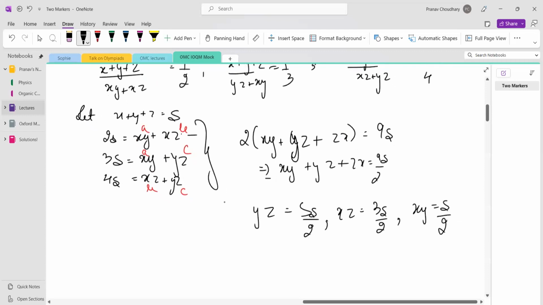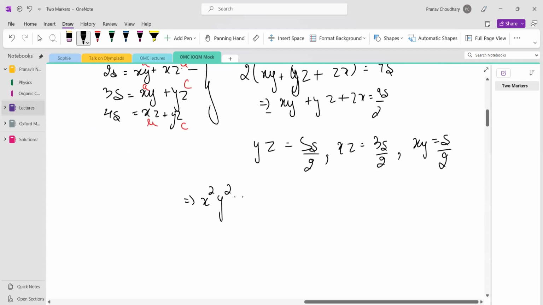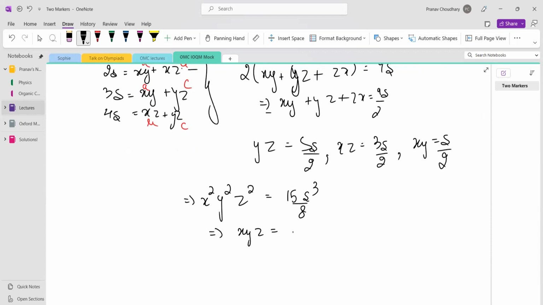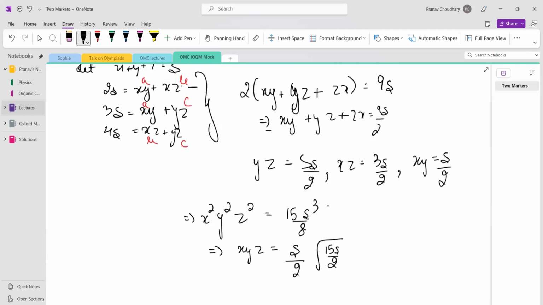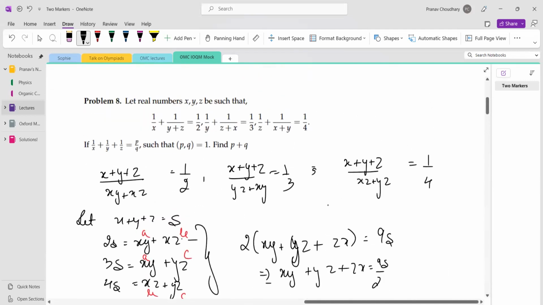Again, this is also a standard thing. You just take the product of everything. So x square, y square, z square equals 15 s cube over 8, which means xyz equals s over 2 under root 15 s over 2. Okay, this looks slightly weird.